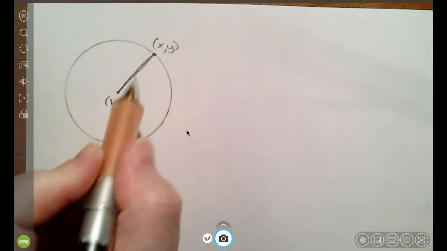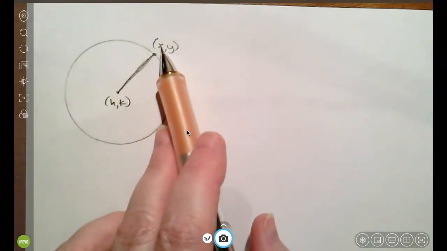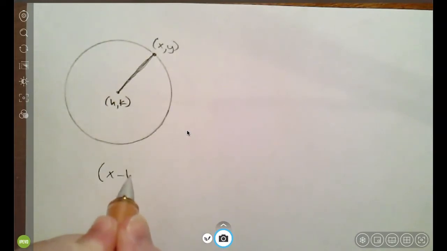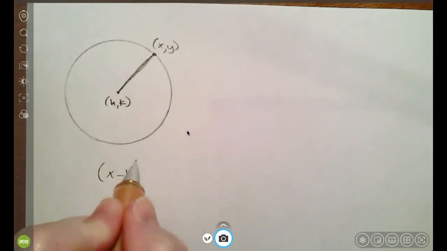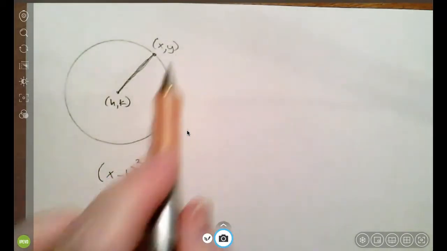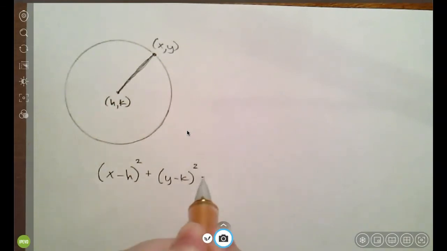to find the distance between these two points, what I need is how far apart the x's are. So I want to know how far apart this x value and this x value are. So I'm going to do x minus h to figure out how far apart those are, and then I'm going to square that. And then I'm going to add that to how far apart the y's are. And I'm going to square that, and that's going to give me the radius squared. So I'm representing this right here as the radius of my circle.